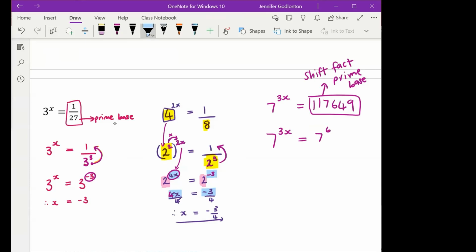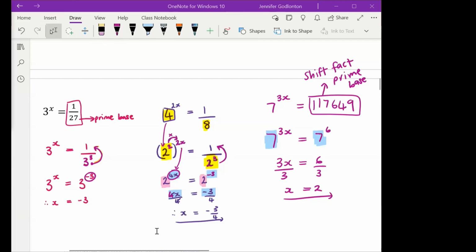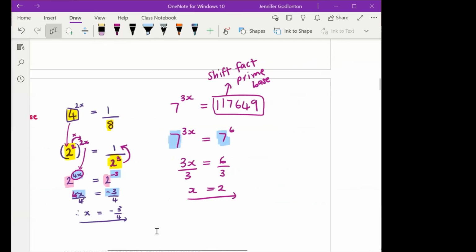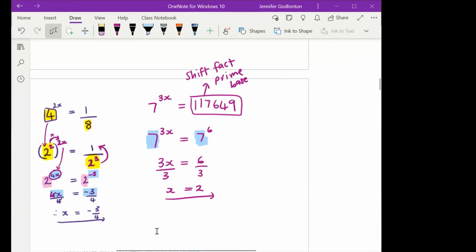Once our bases are the same, then our exponents are the same. So we can say 3x is equal to 6. And then we can solve for x. We can divide both sides by 3, and we can say x is equal to 2. Nokobonga, where are you feeling lost with this one? No, I got the answer. Okay, good.